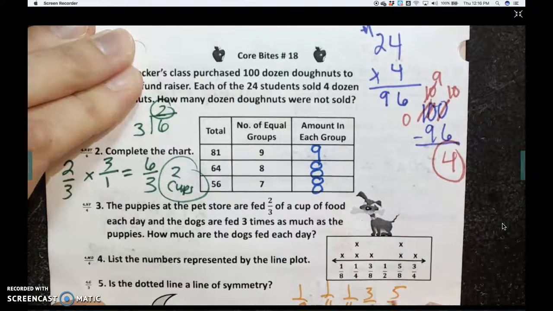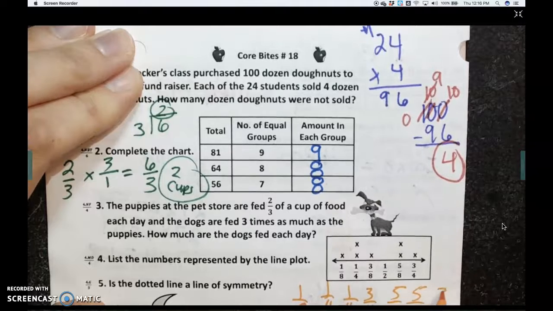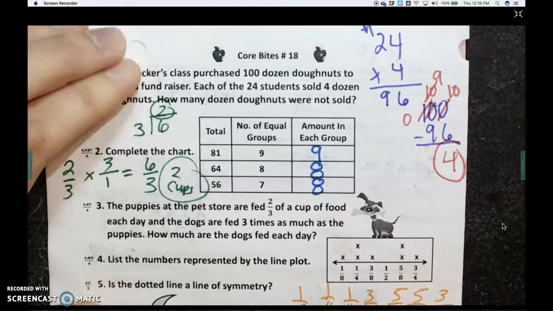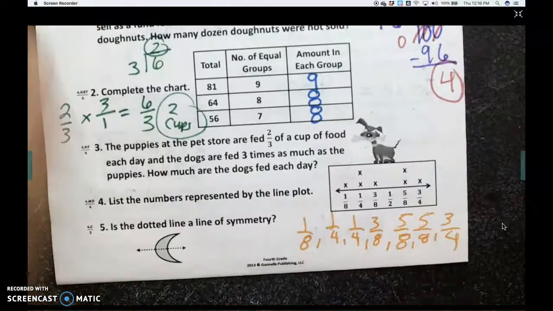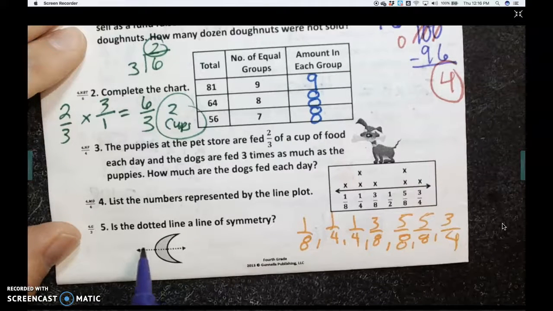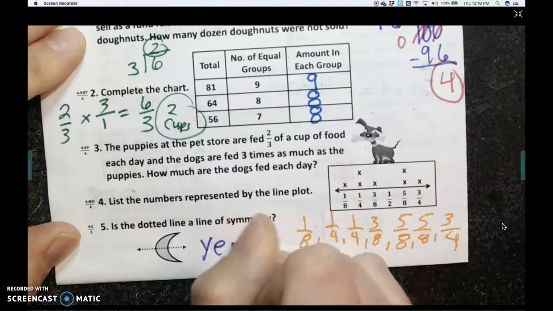Then you would have 2 5/8. And then you would have 3/4. And all you do is go back and see how many X's you have. So that would be your answer for that one. And then for your last question, it asks if you actually do have a line of symmetry if you fold this crescent moon. So if you fold it right here, you would have the same thing on both sides. It would be equal. So the answer for that would be yes.